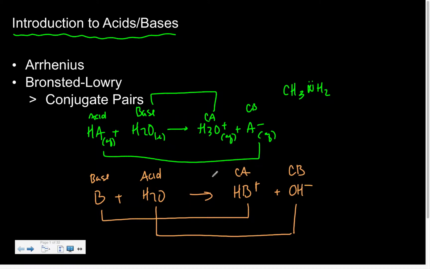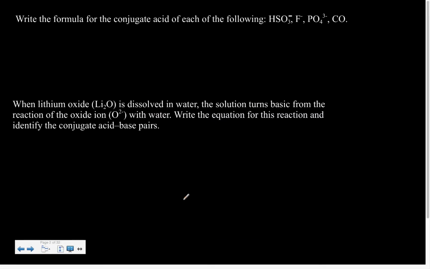Fantastic. All right, note the use of arrows in the middle. Right here, we're just doing forward arrows, which would imply there's no equilibrium, though that really depends on what we're talking about. We'll clarify later. All right, so write the formula for the conjugate acid. So when we say conjugate acid, what do we mean? What's an acid again?